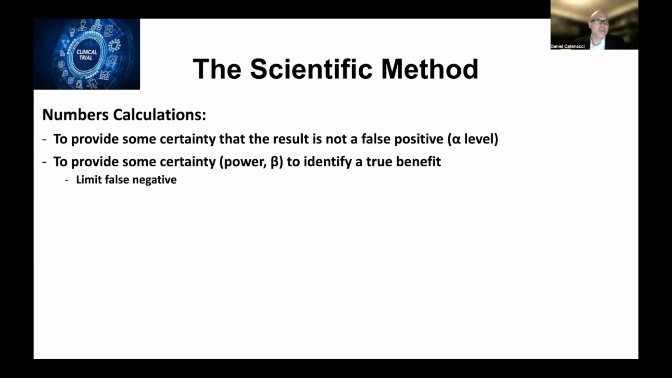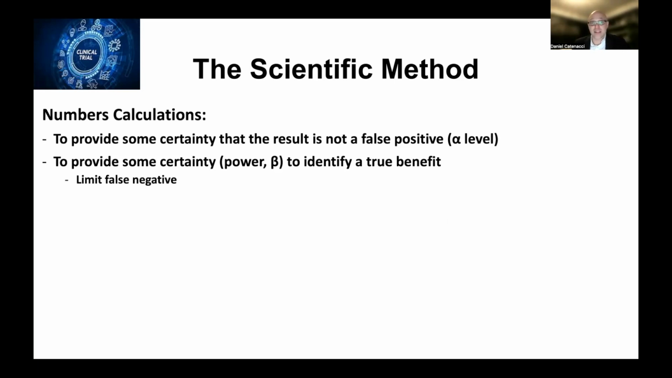So I was alluding to numbers calculations. How do we know how many patients should be enrolled in a study? Why is it 587 patients that need to be enrolled? And the reason that we do this, first, is to provide some certainty that the result is not a false positive. That's referred to as the alpha level.